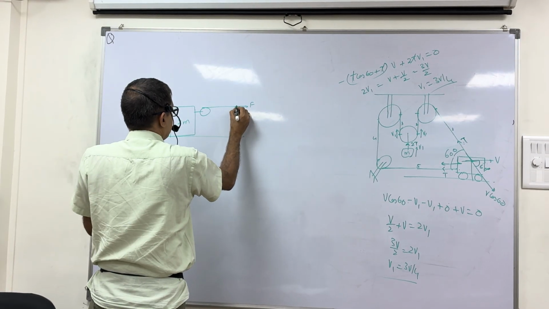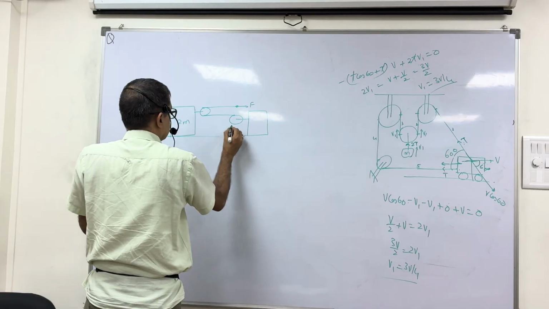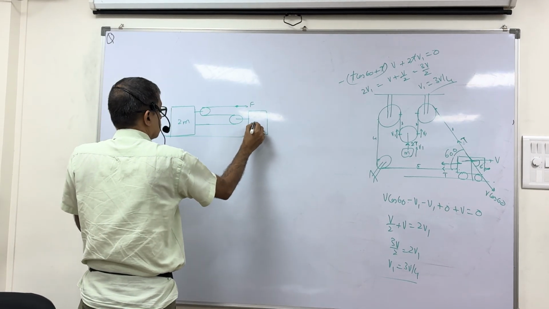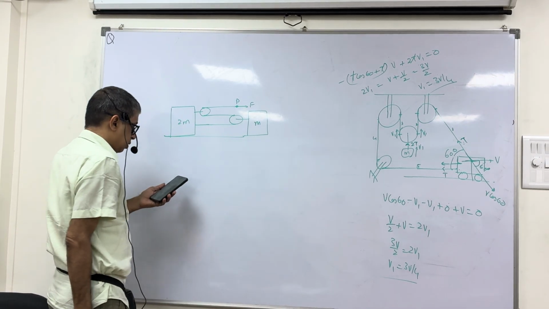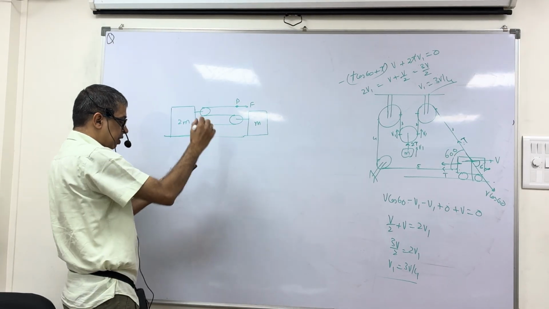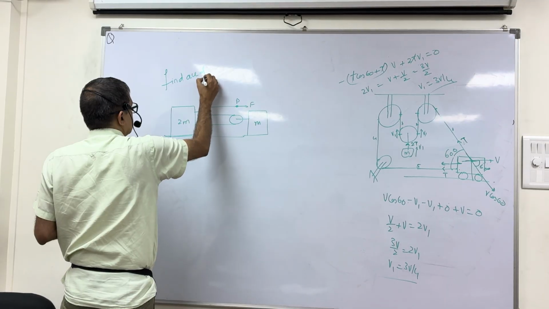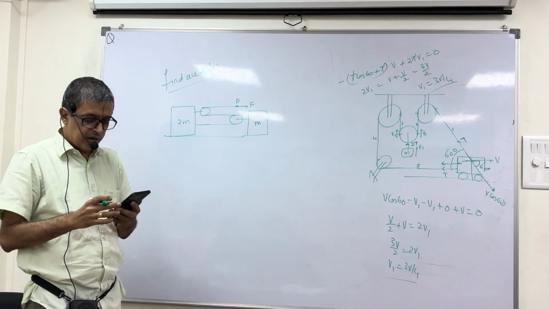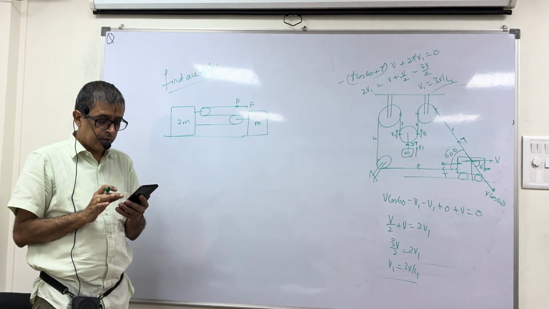You are pulling with a force of F. This is M, point P. Free end of the string is pulled with a constant force F. Find the acceleration of point P.